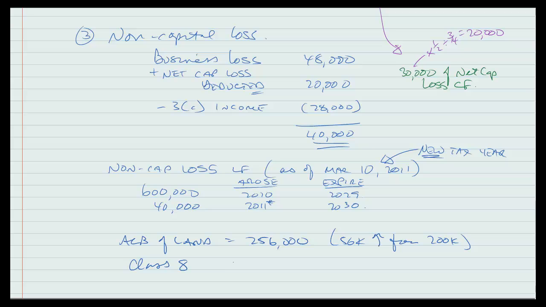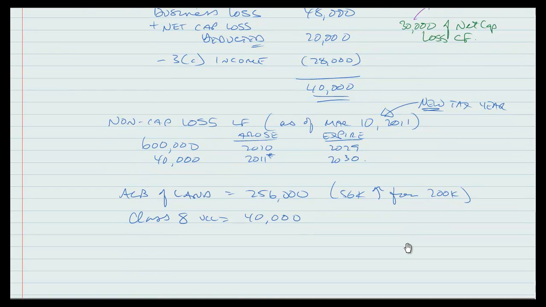Okay, and then these things we have nothing. There's nothing we can do about it. We just need to note that the UCC of Class 8 now is 40 because it was written down, as well as the accounts receivable balance is 225. And again, they're not elective. These are just, that's what it is.